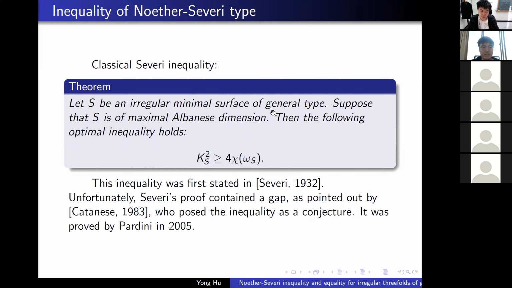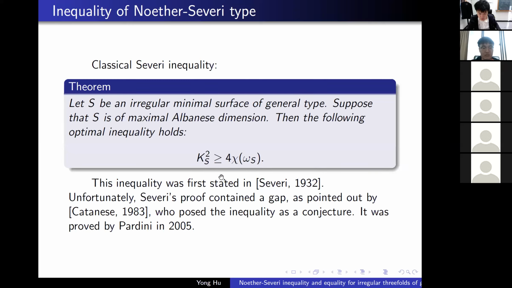The classical Severi inequality states that, let S be an irregular minimal surface of general type. Suppose that S is of maximal Albanese dimension. This means that the Albanese map from S to A is a generic finite morphism onto its image, so the dimension of the image of S is 2. Then the following optimal inequality holds: K_S squared is larger than or equal to 2 chi(omega_S).